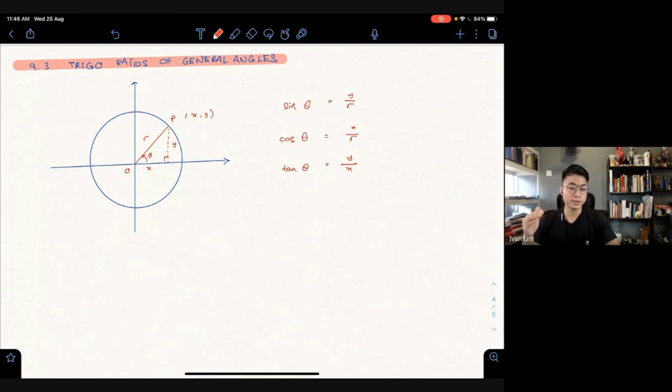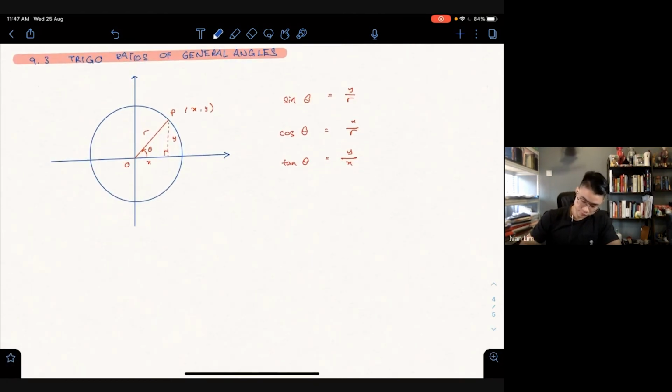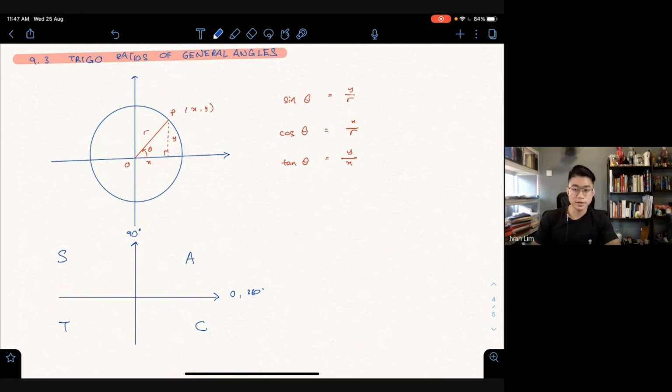The main thing is you need to remember this acronym, ASTC. Tonight you all say it 100 times. And what I'm referring to is here, according to the four quadrants: A, S, T, C. Why do we need to know what this acronym represents? It means what values are positive in each quadrant.